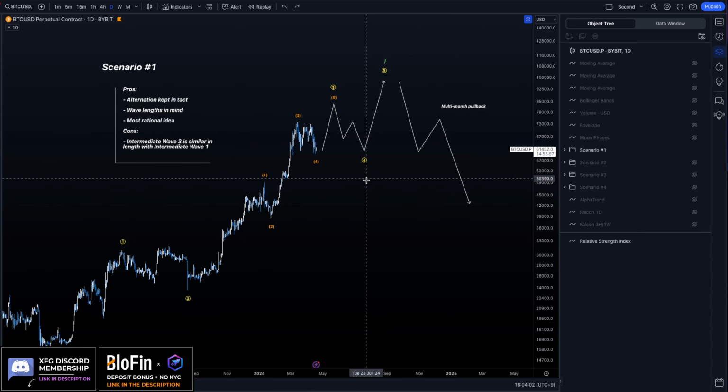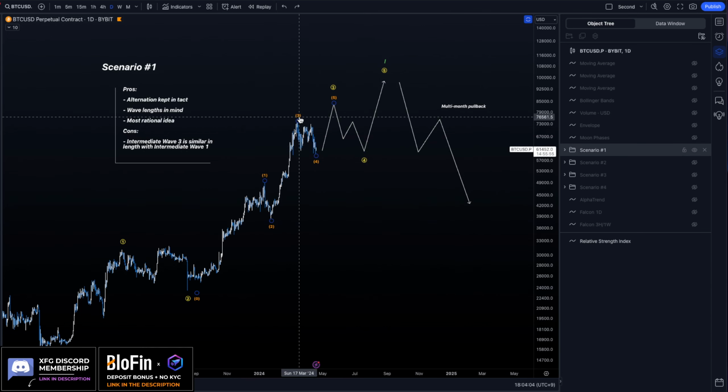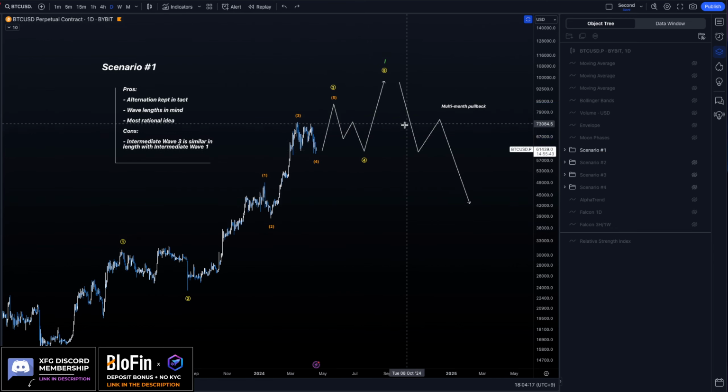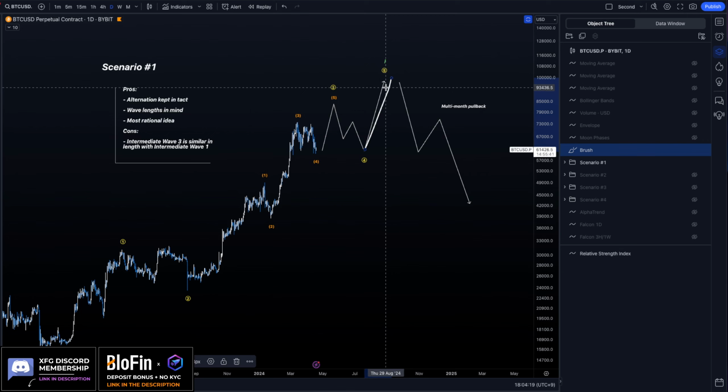It really doesn't matter, as long as we create this idea of having an intermediate 1, 2, 3, 4, 5 into a primary 3 completing. So for this scenario, we're going to say that this is going to be the expectation of a completion of a primary 3, sharp 4 again, and then going up for a final 5th.